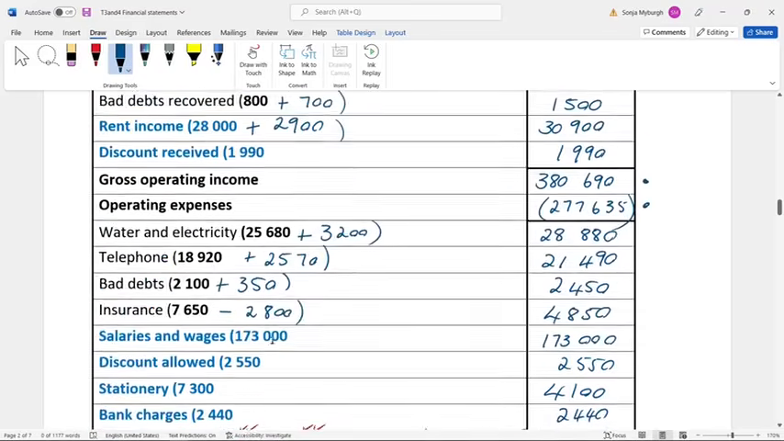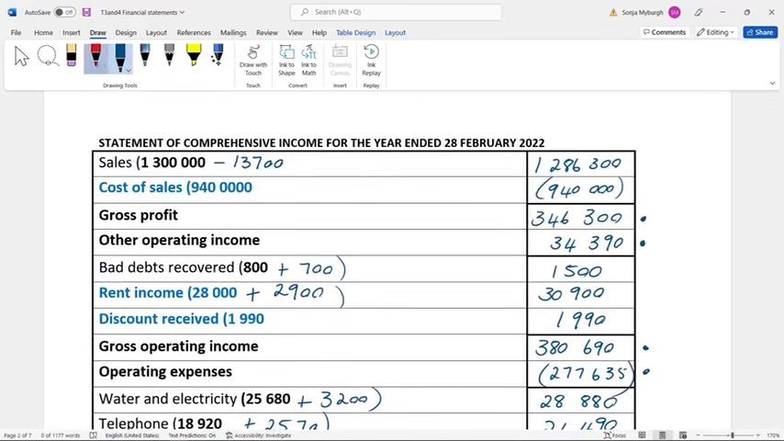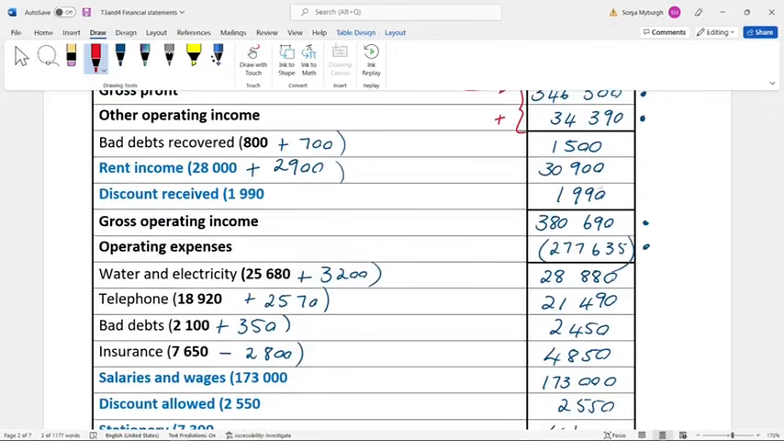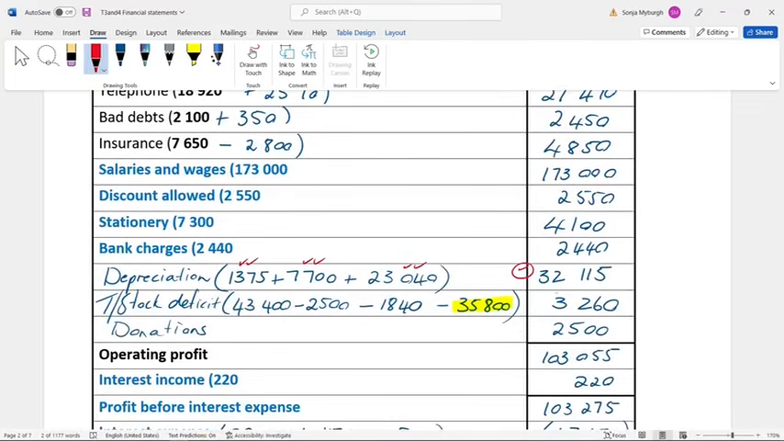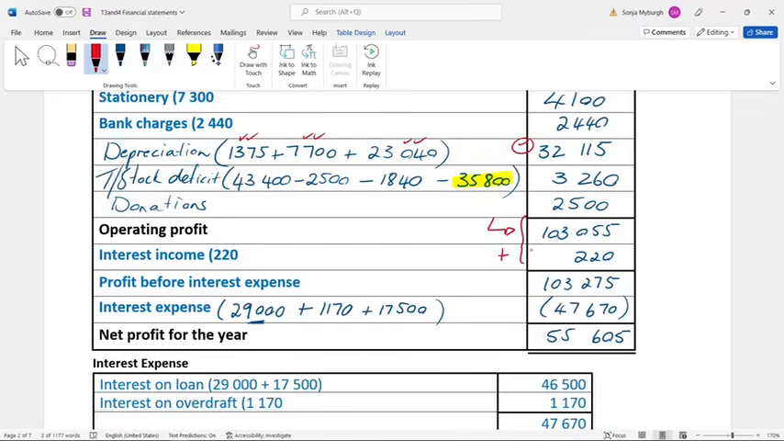Just to show you from the top again, we start sales minus cost of sales will give you the gross profit. Gross profit plus other operating income will give you the gross operating income. You subtract the operating expenses in order to get the operating profit. You add the interest income to get the profit before interest expense, subtract the interest expense, and you get the net profit for the year.